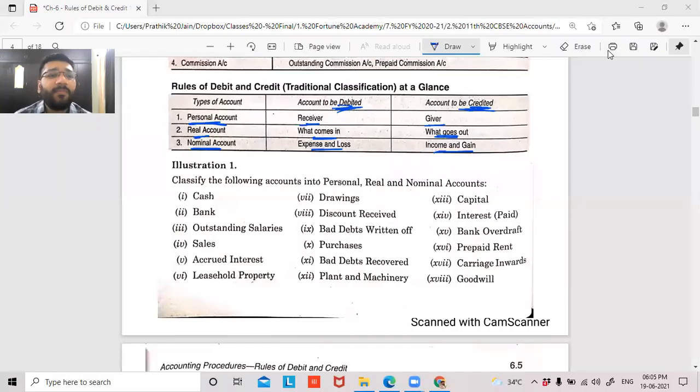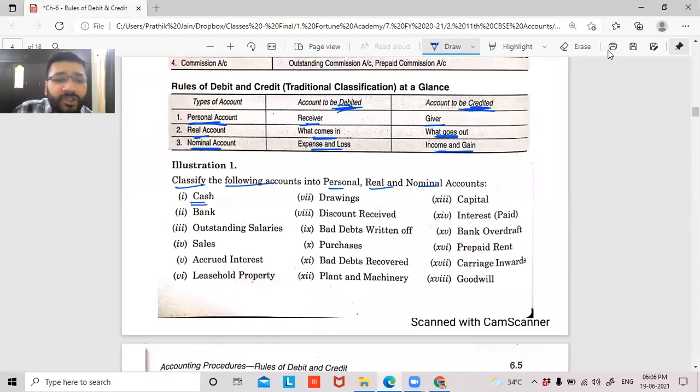So guys, welcome back from the break. Let's continue with illustration 1. It says to classify the following accounts into personal, real, and nominal. That's all. They're asking only to classify as personal, real, and nominal. You don't have to get into whether to debit or credit, nothing. Just classify whether it is personal, real, or nominal.